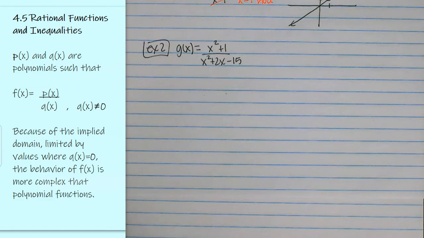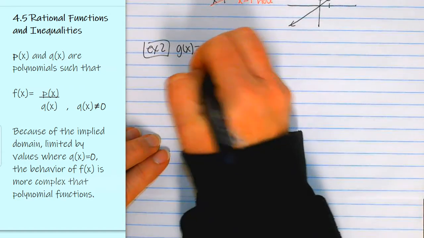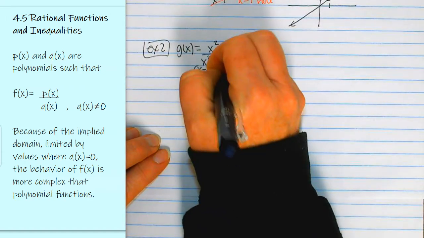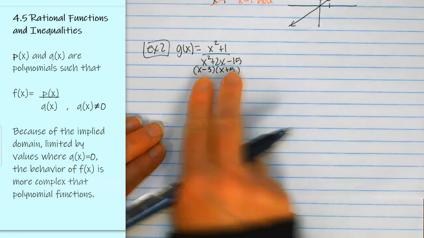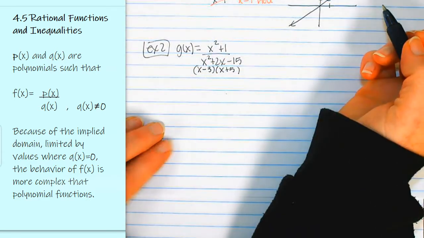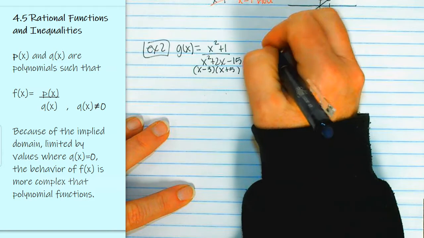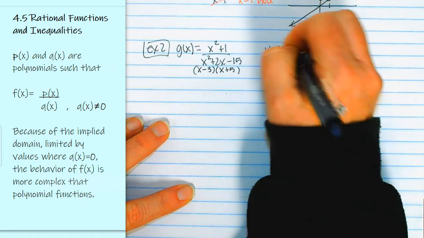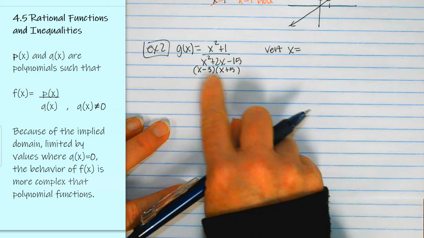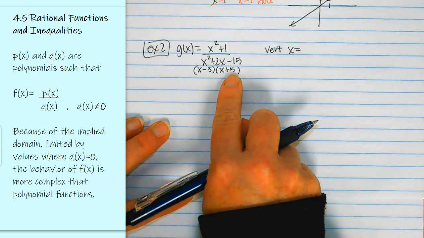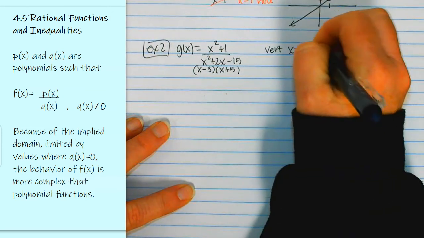Example 2, x squared plus 1 over x squared plus 2x minus 15. So, looking at vertical asymptotes first, I'm going to factor this, x minus 3 times x plus 5. That gives me negative 15 and positive 2. The top doesn't factor. So, what do I have? I have vertical asymptotes at, since nothing cancels, x equals positive 3 and x equals negative 5.